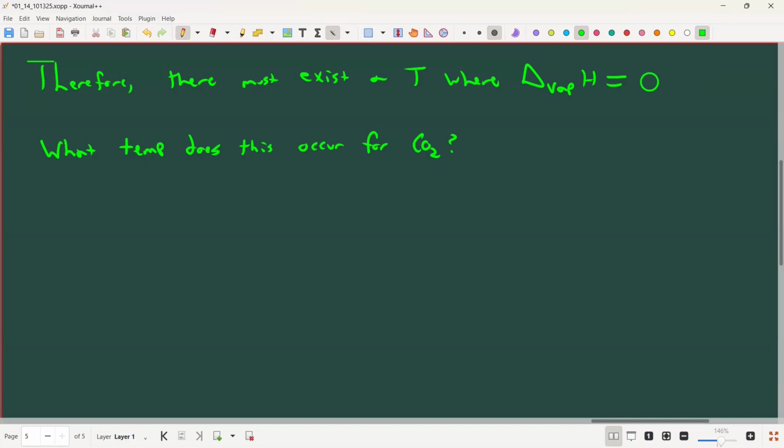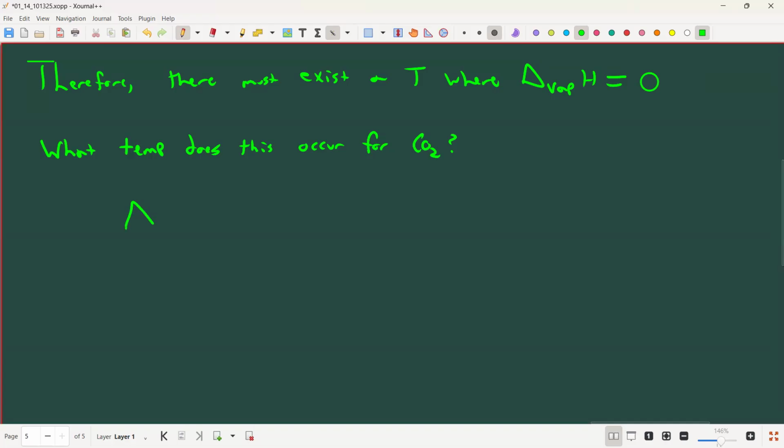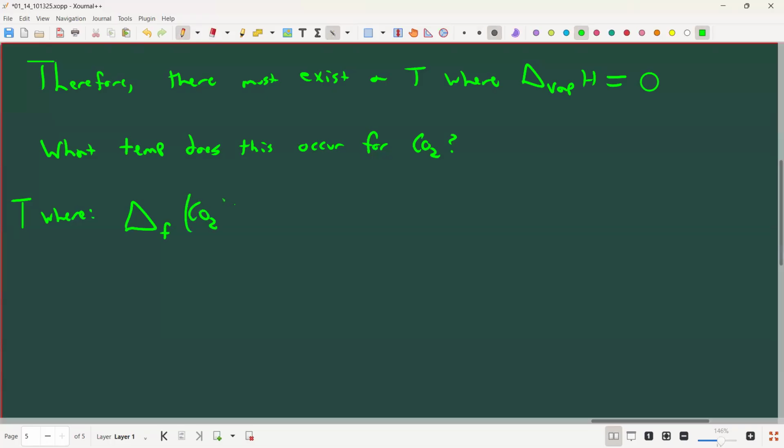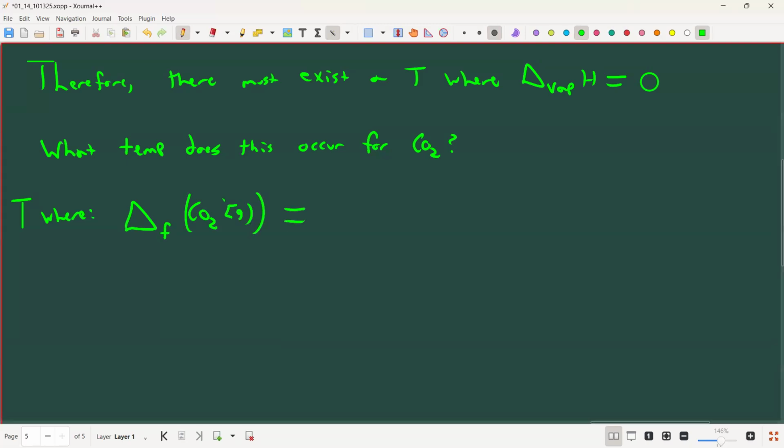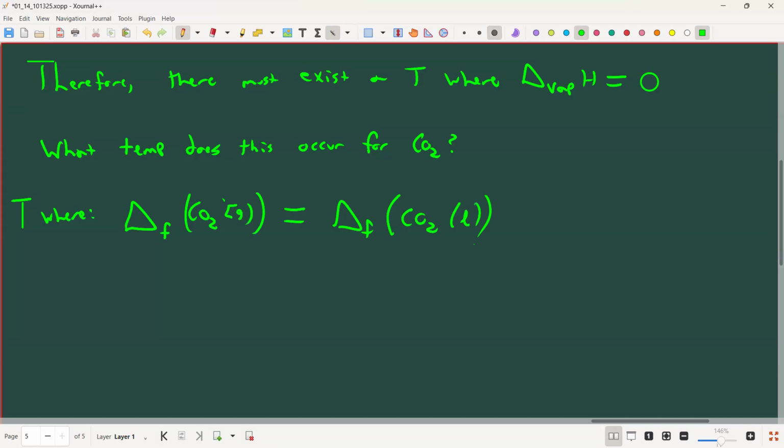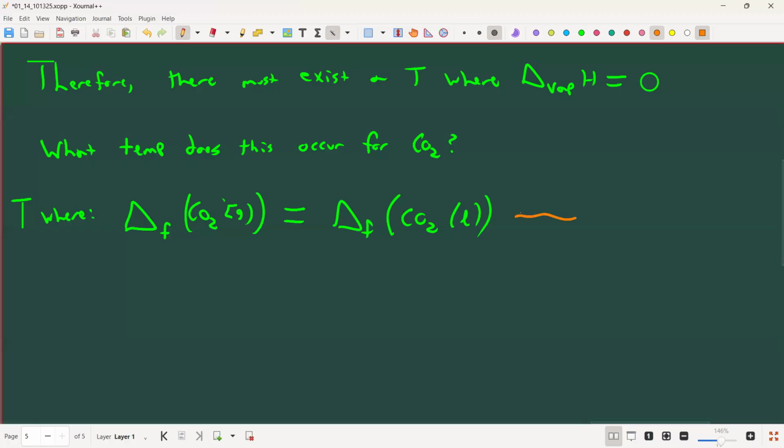Well, we have a really easy way to calculate that. We want to show the temperature where the enthalpy of formation of, sorry, CO2, not H2O, is equal to the enthalpy of formation of the liquid. Right? This is another way to look at it. Remember, the enthalpy of vaporization is just the difference. So it's where the two are equal. This also means in some sense that the liquid and the gas have the same stability at this point. Let's keep that in mind.